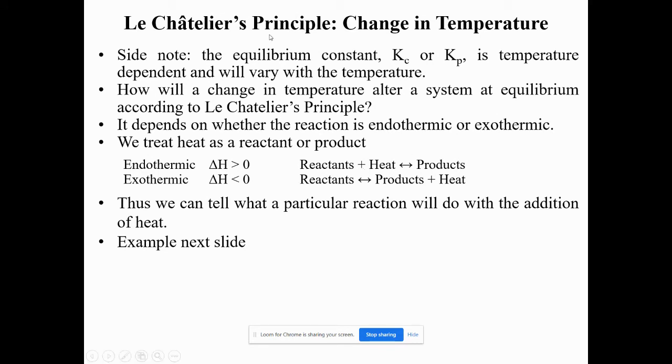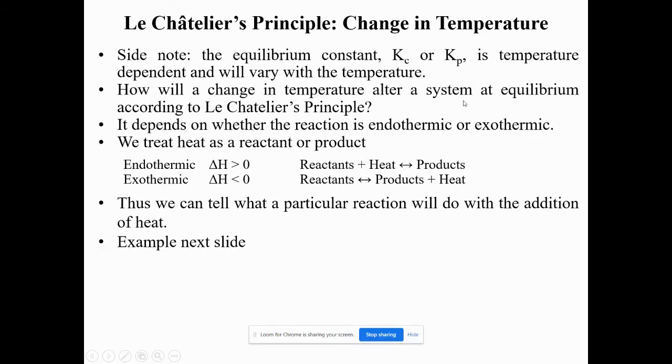Now, side note, you might remember that the equilibrium constant, Kc or Kp, is temperature dependent and will vary with the temperature. But that's not what we're talking about here, although K will change with the temperature. Fine. Now, let's look at Le Chatelier's principle.